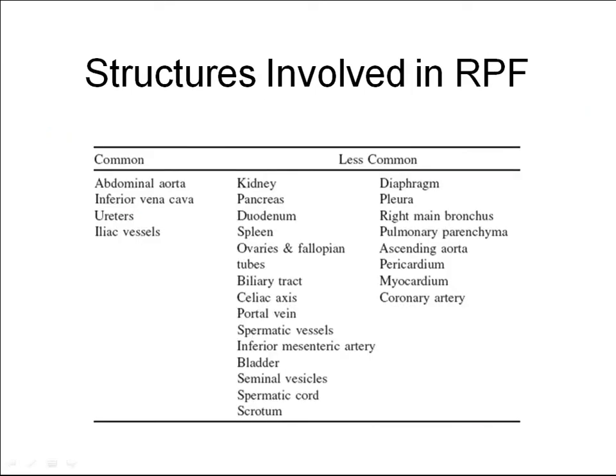This is a list of some of the structures involved in RPF. The common ones are on the left, so the abdominal aorta, IVC, ureters, and iliac vessels. On the right, the more uncommon ones even involve the pericardium, myocardium, and even the coronary arteries.